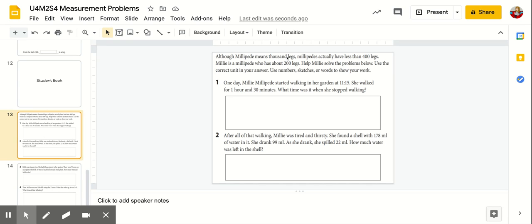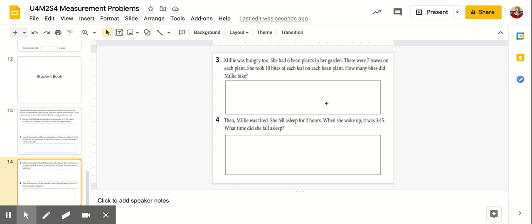This one has to do with a millipede. We know milli means 1,000 now. So Millie, the millipede, is walking in her garden. So this is one that has to do with time. She drank a bunch. This is about milliliters. Whenever you see a ml, that's milliliters. And here again, you have a couple of steps. So what we're working on right now are 2-step problems. They're tricky, but you have to make sure that you're reading and marking down the things that you notice are important in the problem.